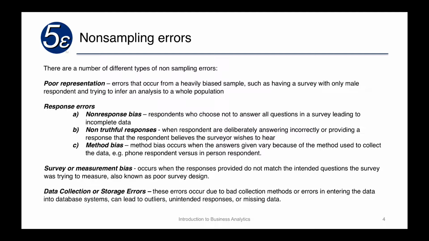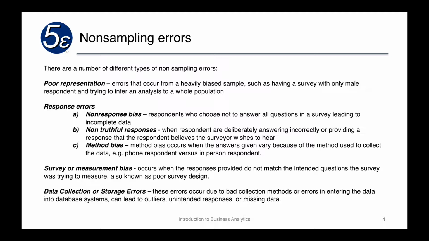Another type of error are response errors, and these response errors are due to the individual respondents themselves. So, for example, non-response bias. Respondents who choose not to answer all the questions in a survey, which leads to incomplete data. Consider having a survey where you have 10 questions, and all 10 questions are somewhat related, but some people choose not to answer 3 or 5 of the questions. It could affect your overall connection between any 2 questions, 3 questions, or 4.